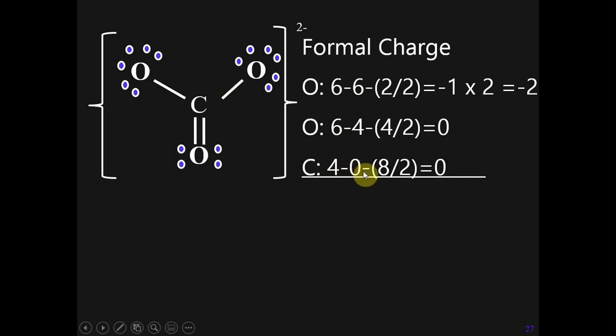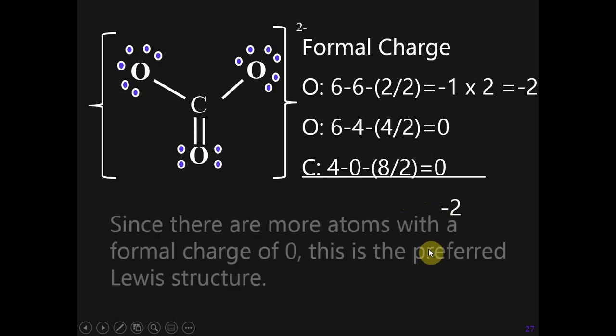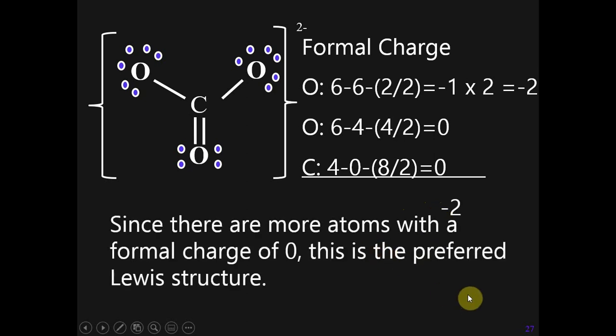So as a result, we have 2 atoms with a formal charge of 0, whereas before we didn't have any with a 0 formal charge. Having more atoms with a 0 formal charge is preferred. So this structure is preferred over the other one.